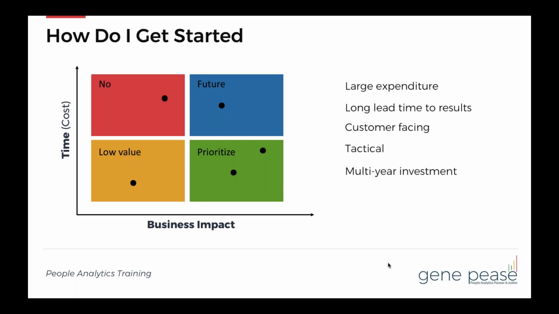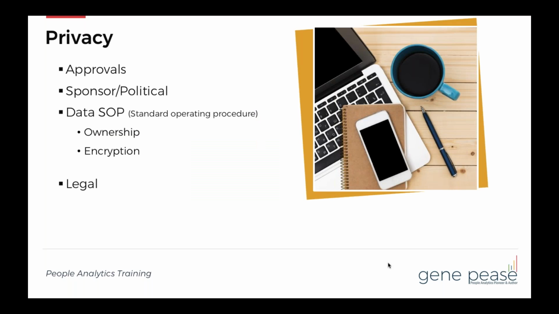As you then start prioritizing your questions and your hypotheses, you need to begin to think about privacy. And this is even more important than it was several years ago as we get better at this work, and we've had things like data breaches. So what approvals do you need to capture this data and do this work? Do you have a sponsor that can help you navigate some of the political issues of capturing data you're going to need that's outside of your area and/or outside of HR?